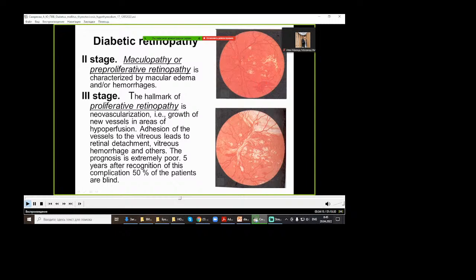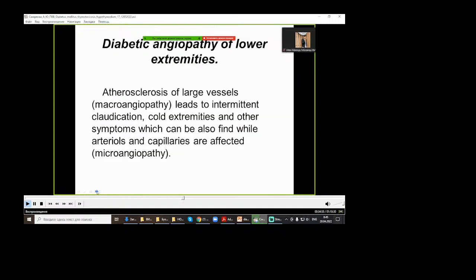And the third stage, the hallmark of proliferative retinopathy is neovascularization. It means growth of new vessels in areas of hyperperfusion. Adhesion of the vessels to the vitreous leads to retinal detachment, vitreous hemorrhages, and others, and the prognosis is extremely poor. 5 years after recognition of this complication, 50% of the patients are blind. A very serious complication of diabetes mellitus.